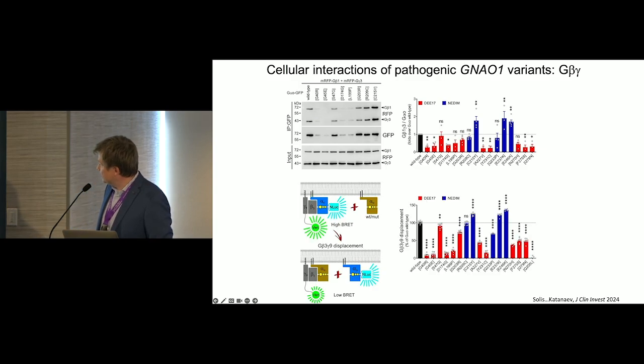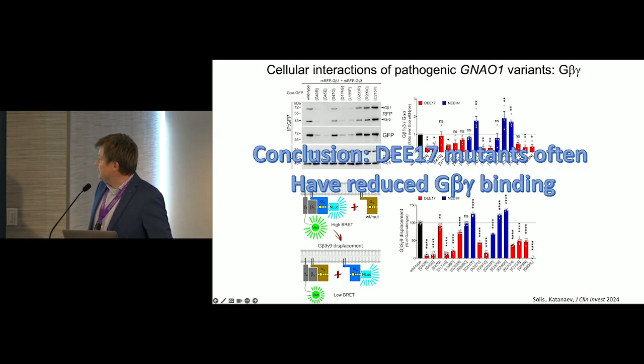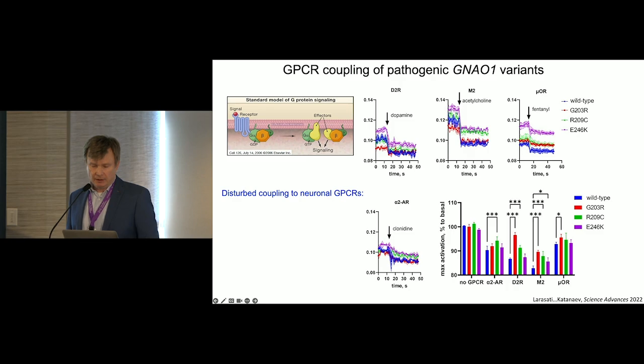And here we see, by the pull-downs but also by the BRET assay, the general feature: the D17 mutants often have reduced G beta gamma binding, which correlates with their reduction of localization in the plasma membrane.